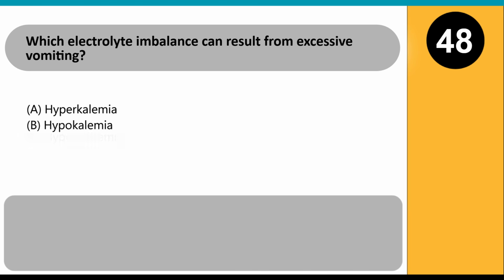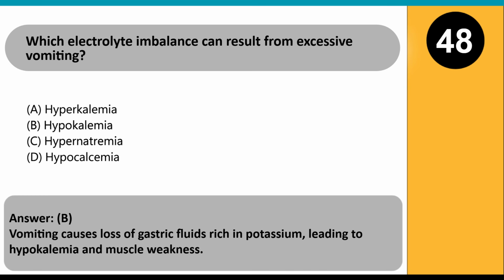Which electrolyte imbalance can result from excessive vomiting? A. Hyperkalemia. B. Hypokalemia. C. Hypernatremia. D. Hypocalcemia. Answer: B. Vomiting causes loss of gastric fluids rich in potassium, leading to hypokalemia and muscle weakness.